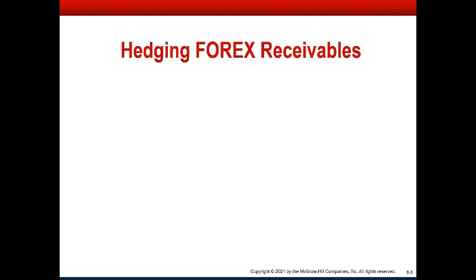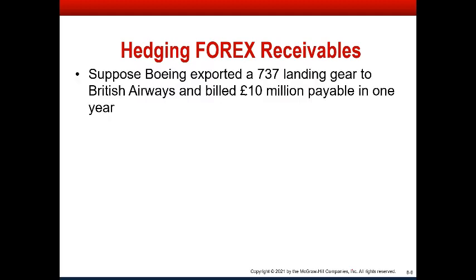Okay, so let's get down to cases now and talk about how you can hedge foreign exchange receivables. And we'll go with a textbook example here, to make it concrete and help us think about exactly what a firm might do. So we've got Boeing exporting a 737 landing gear to British Airways and billing them 10 million pounds, and it's payable in 1 year. And that's pretty common. This firm is extending credit to its customers. Very common in the business world to give your customers time to pay, especially for very large purchases like a 10 million pound airplane part. And we're talking about 10 million pounds currency value, right? Not the weight of the item.